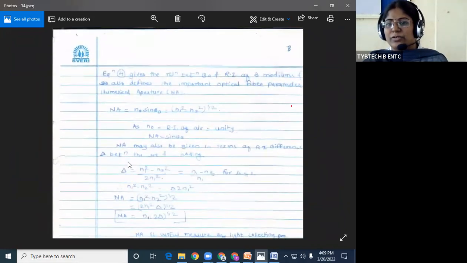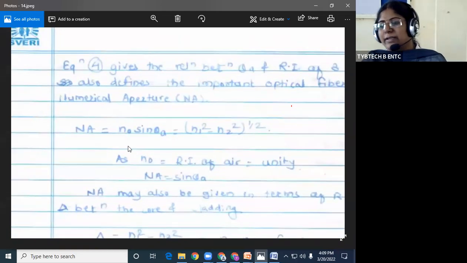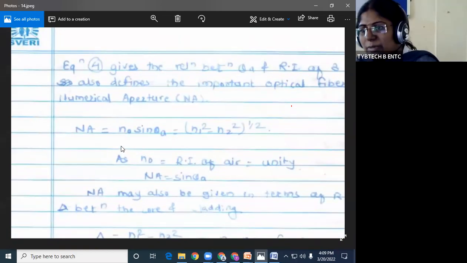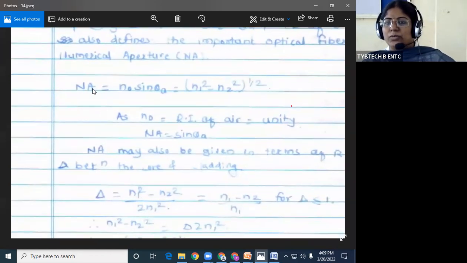So this equation you have to write final. Na is equal to n0 sin theta a is equal to [n1 square minus n2 square] raised to 1/2. So this is the basic derivation for numerical aperture. So is it clear to all? Yes, this side online students, is it clear?